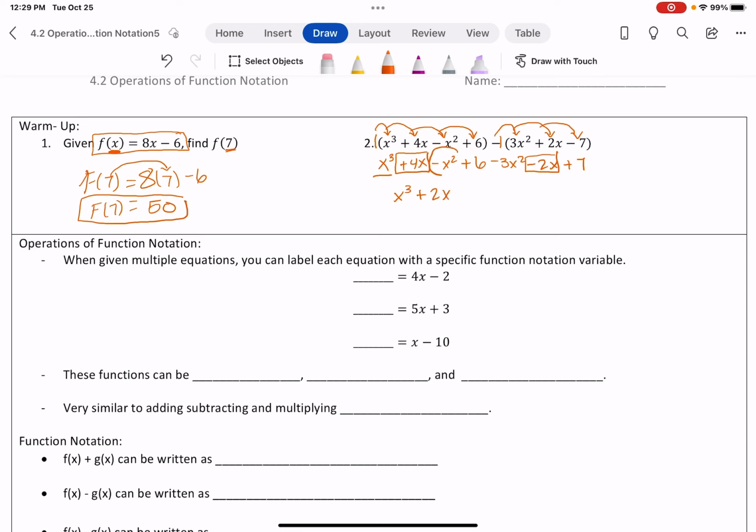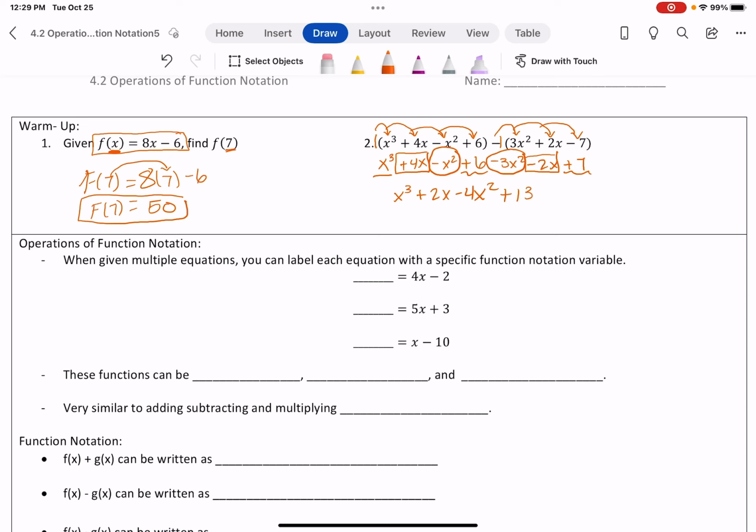And then I have a negative x squared, which combines with negative 3x squared. Negative x squared minus 3x squared is negative 4x squared. And then last but not least are our constants. If I look at my constants, I have 6 plus 7, that gives me a positive 13.